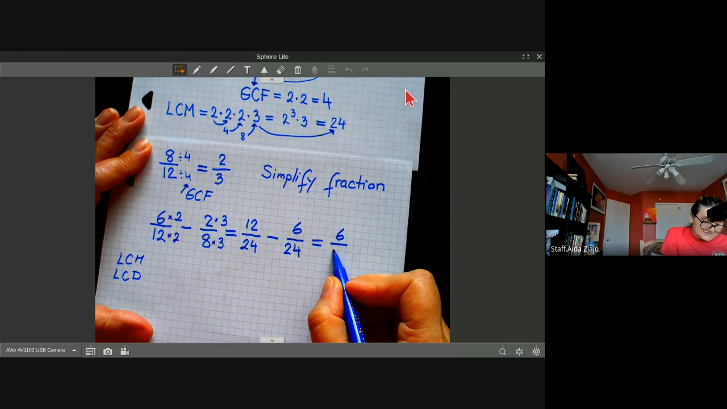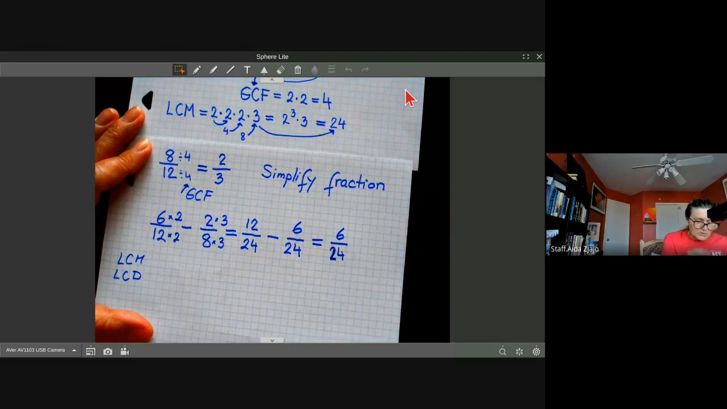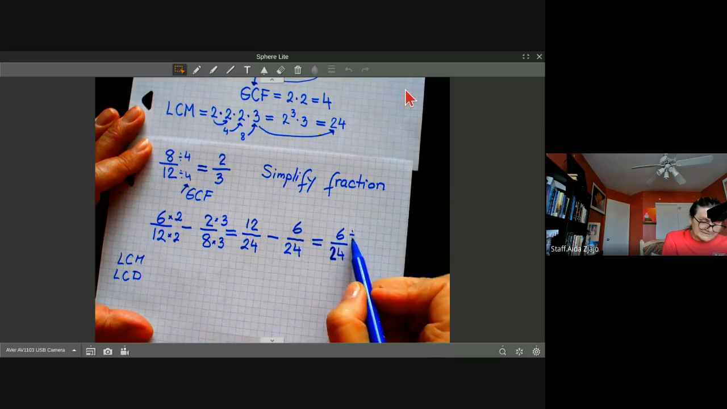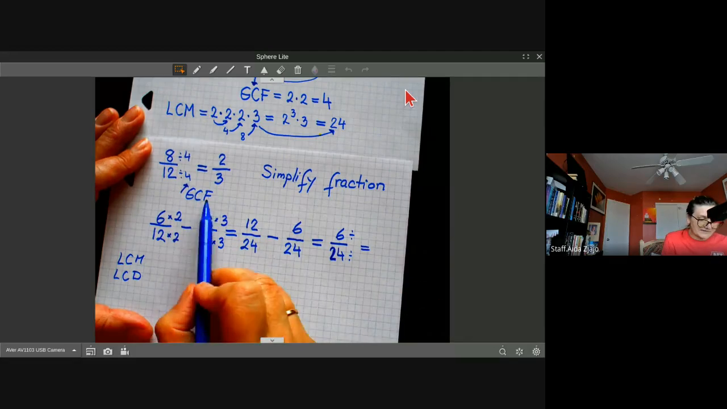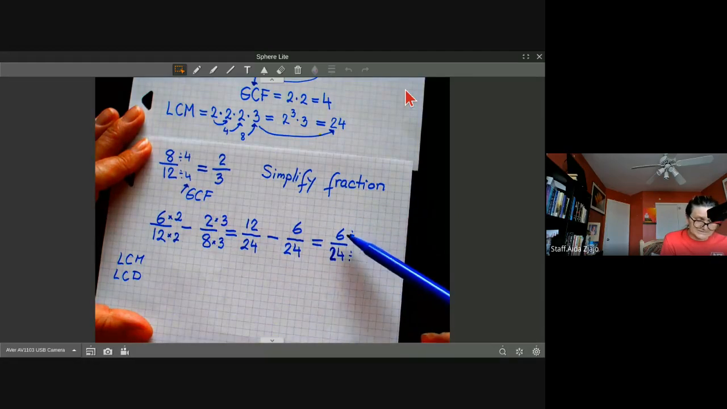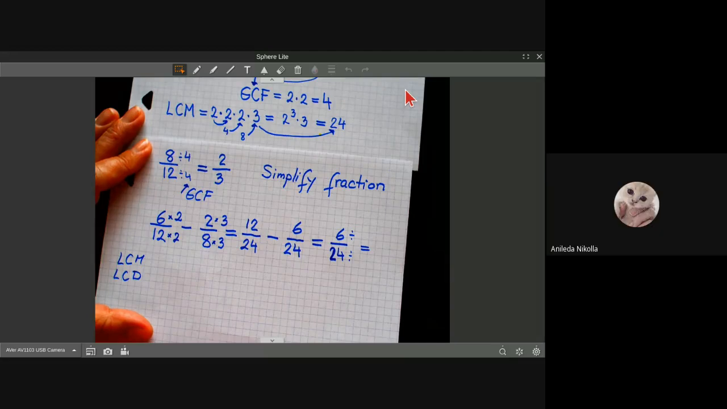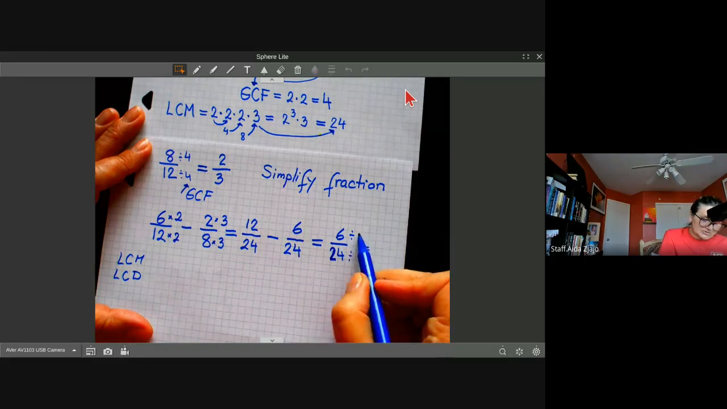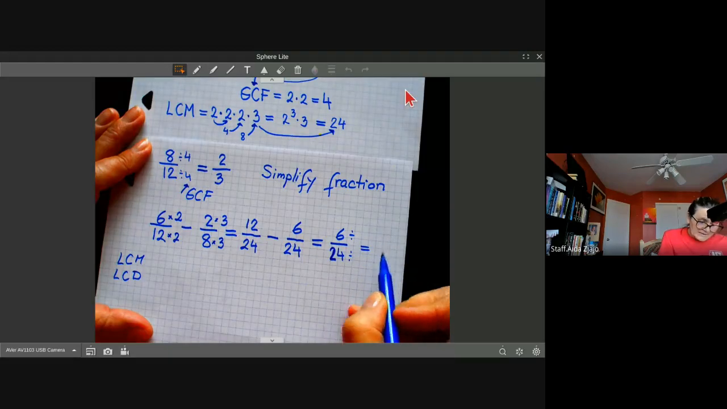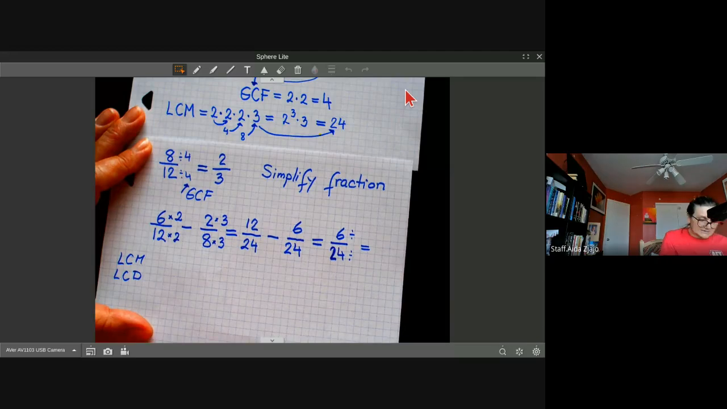And now you can also tell me, if you have 6 twenty-fourths, how I can simplify that. Is it possible to simplify, using the greatest common factor? What is the greatest common factor for 6 and 24? What do you think? 2. That's not the greatest. I can divide by 2 and it will give me 3 twelfths. But then I have to keep going. So that's what we can just do.